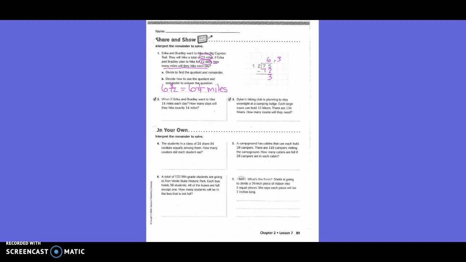What if Erica and Bradley want to hike 14 miles each day? How many days will they hike exactly 14 miles? So what do we need to do here, guys? Okay, so 75 divided by 14. First of all, we need to circle the 14 miles, right? And then how many days will it take for them to hike that? So we would take 75 divided by 14. How many times does 14 go into 75?